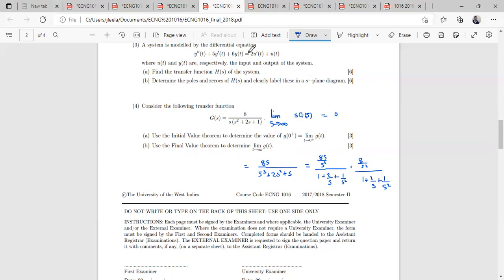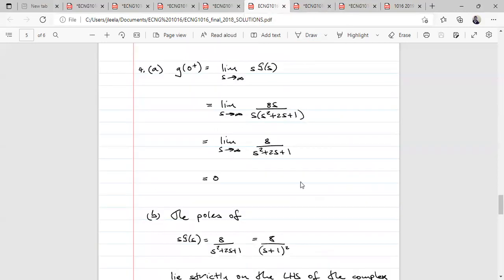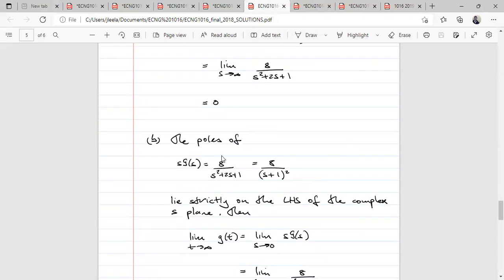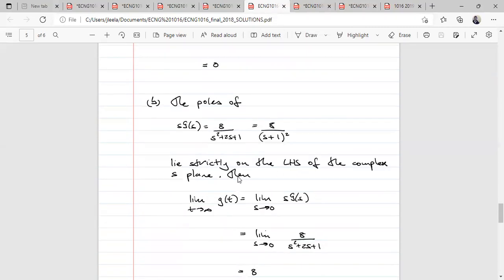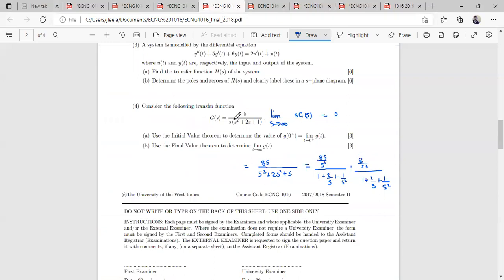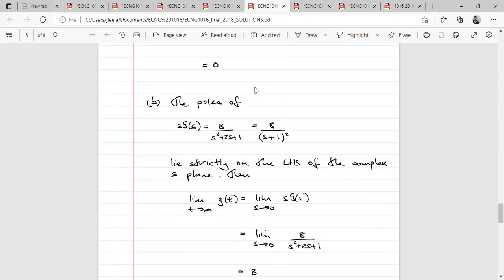And then the final value theorem. The same thing here again, right? You multiply by the s. When you multiply by the s this time, you cancel the s with this s here, so you get 8 over s squared plus 2s plus 1. And what should happen in here? This denominator could be factored into (s plus 1) squared, which means your pole is minus 1.